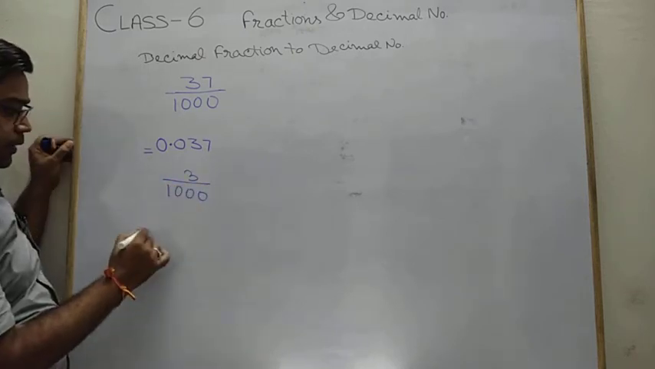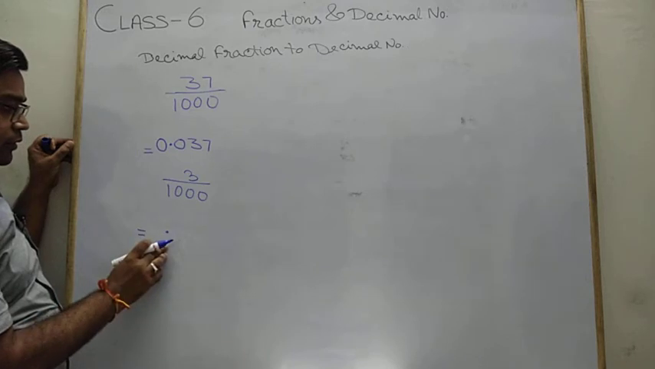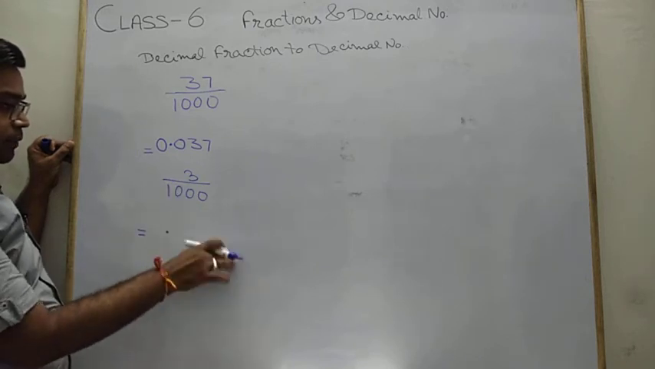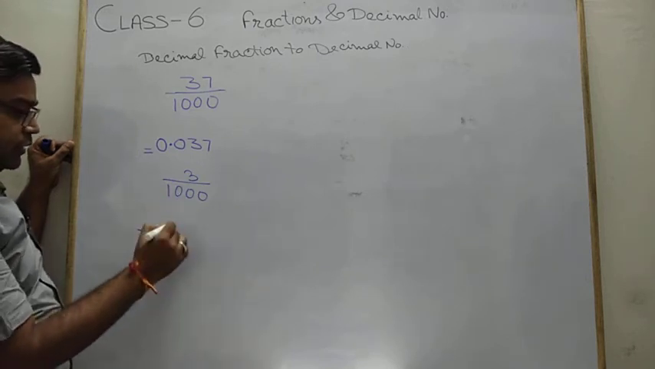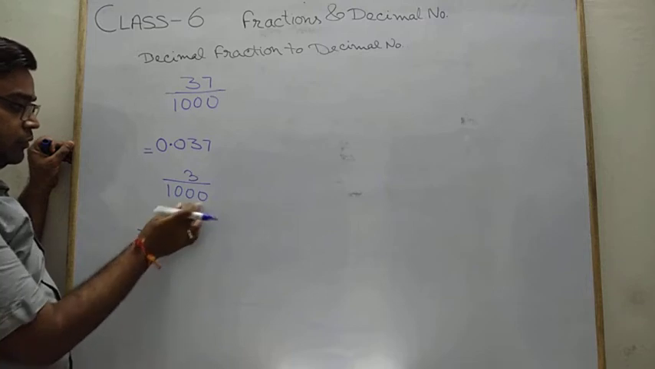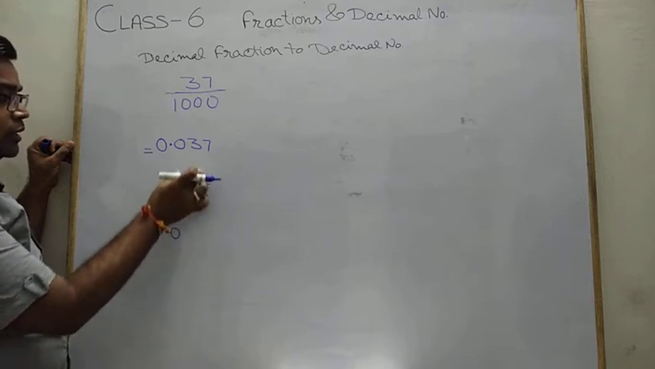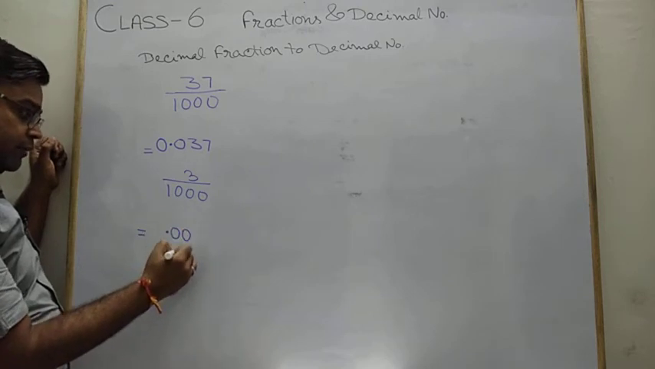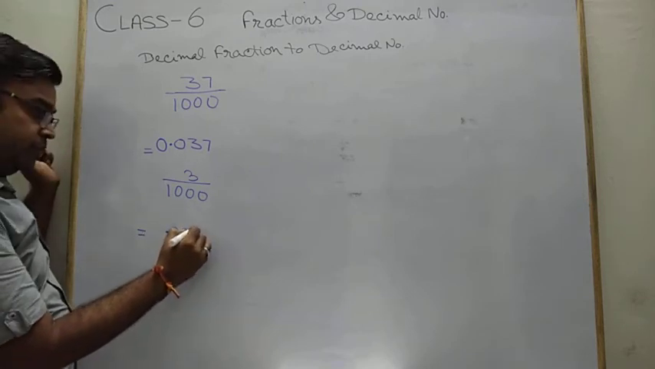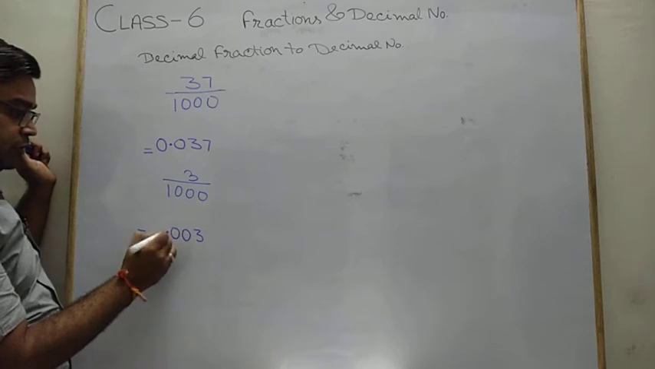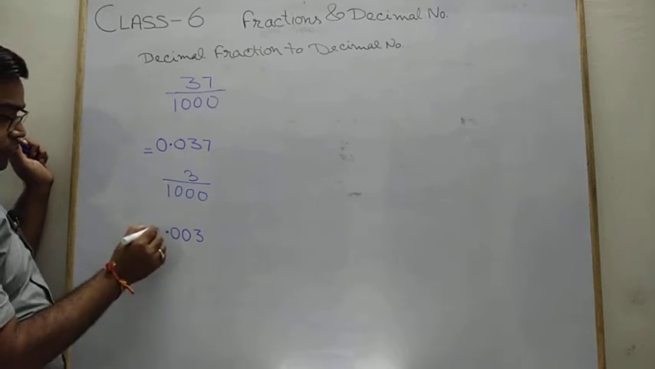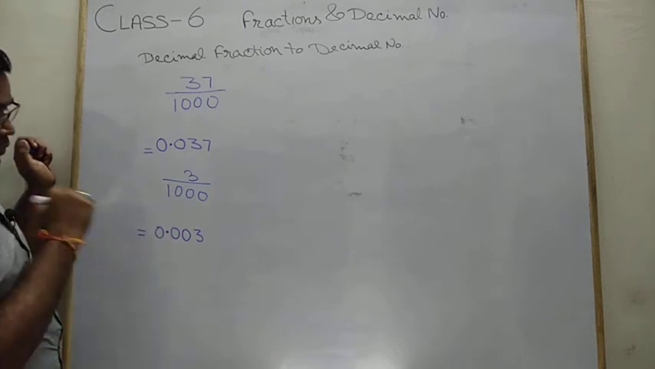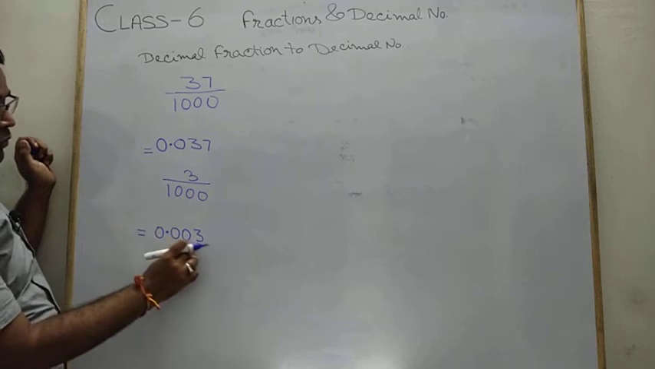So there is a decimal, there is one digit, but after the decimal we need 3 digits. So the number of digits is not equal, so make them equal. We have to add that many zeros. Before the decimal there is no number, so we add one more 0. So the value of this is 0.003.